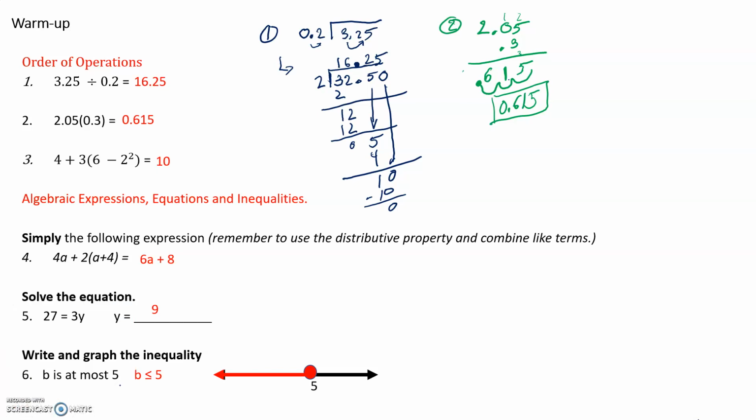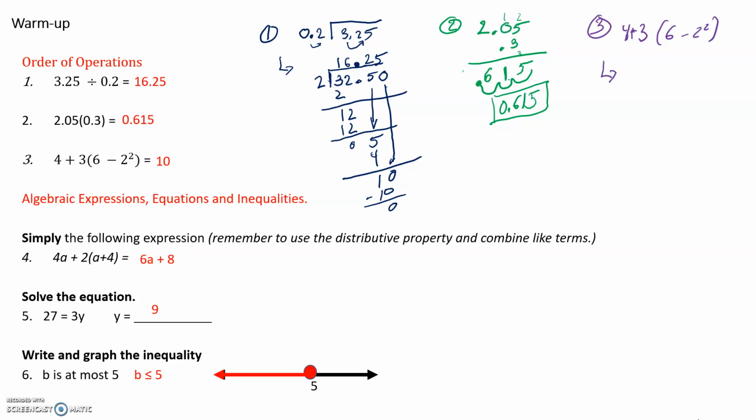So I'm guessing a lot of us probably forgot the order of operations. If you remember PEMDAS: parentheses, exponents, multiplication, division, but it depends on the order, and addition and subtraction. Once again, it depends on the order. So I have 4 plus 3 times 6 minus 2 squared.